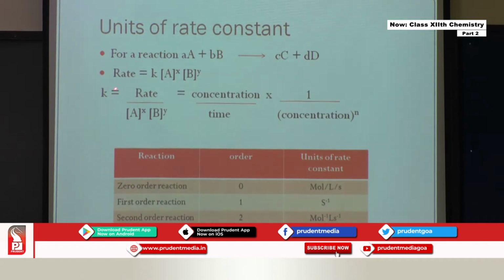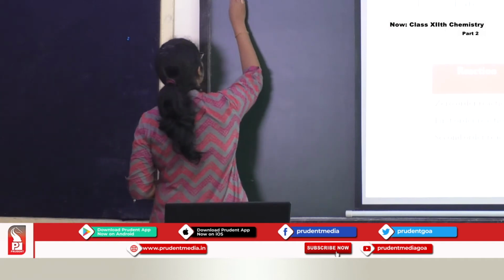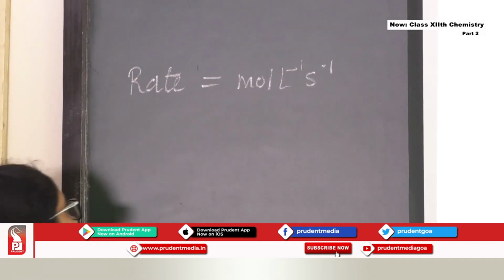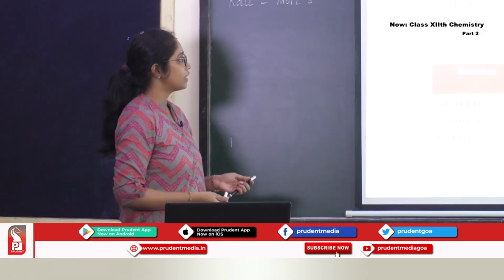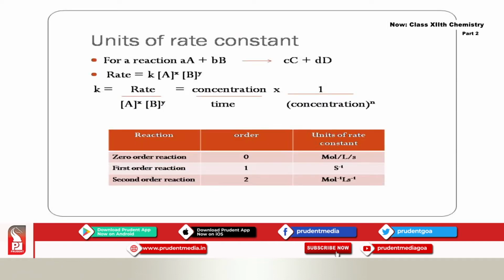So, the rate constant K, if you keep it on one side and get the concentration terms on the other side, would be equal to rate upon the concentration of the reactants. Rate has the unit of concentration upon time, which we have already said is moles per liter per second. And the rate constant would be the unit of rate divided by the concentration of the reactant, raised to the power N, where N would refer to the order.